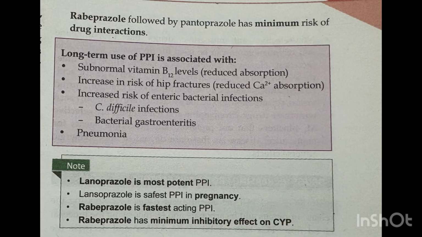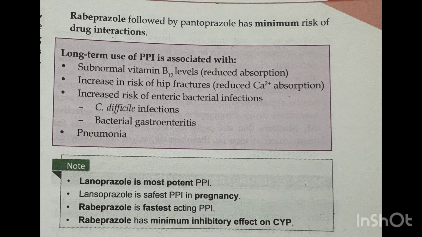Long-term use of proton pump inhibitors is associated with subnormal vitamin B12 levels, that is reduced absorption, increase in risk of hip fractures, reduced calcium absorption, and increased risk of enteric bacterial infection, Clostridium difficile infection, bacterial gastroenteritis, and pneumonia.